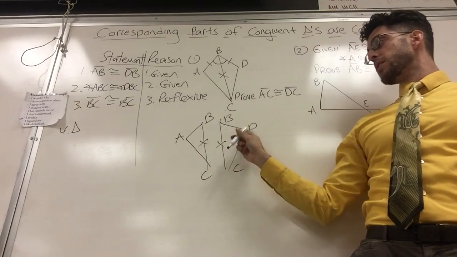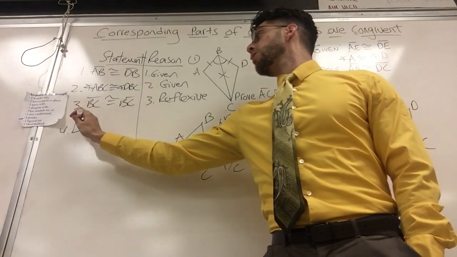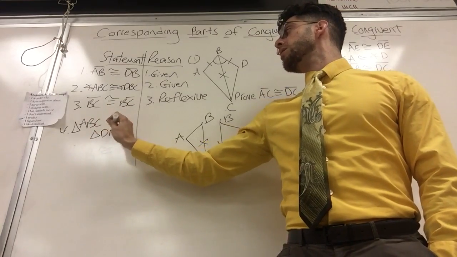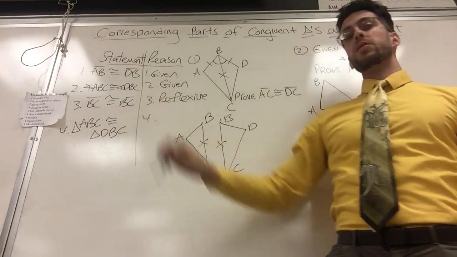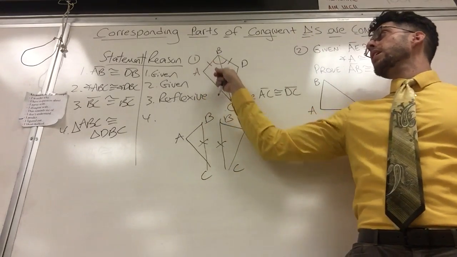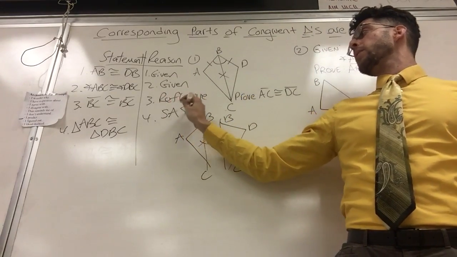Triangle ABC and DBC are congruent. Triangle ABC is congruent to triangle DBC. Why am I allowed to say that? One of those five reasons. Which one can I use? SAS. But look carefully.